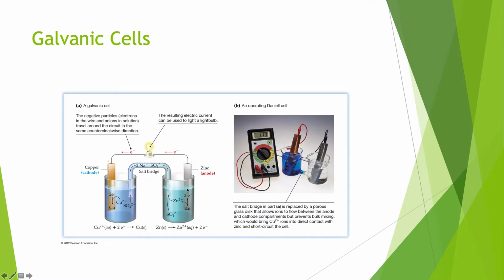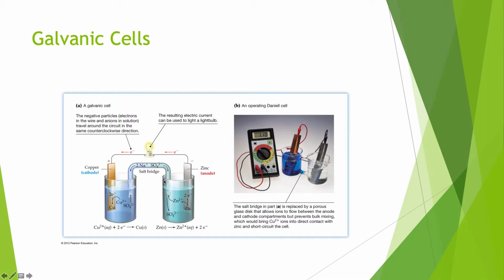On the other half of our cell, we have a zinc strip of metal, and here we're getting oxidation, where the zinc is oxidized to zinc 2 plus. As that happens, zinc 2 plus gets released into the solution, and we now have electrons released. If we connect our two metal strips, those electrons can travel across the cell.